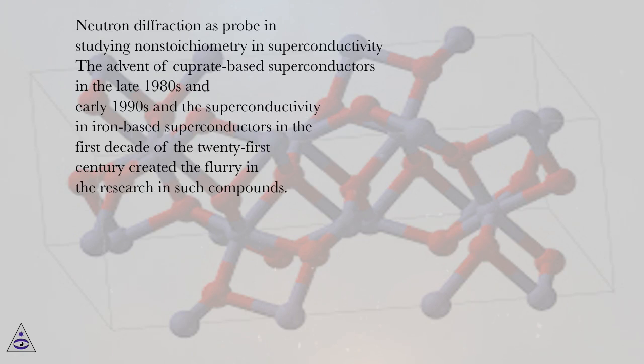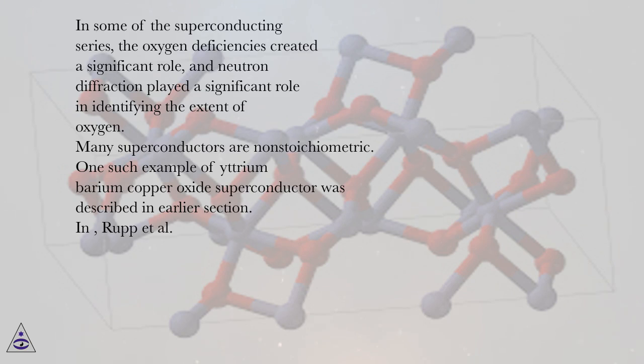Neutron diffraction as a probe in studying nonstoichiometry and superconductivity. The advent of cuprate-based superconductors in the late 1980s and early 1990s, and the superconductivity in iron-based superconductors in the first decade of the 21st century, created a flurry of research in such compounds. In some of the superconducting series, oxygen deficiencies played a significant role, and neutron diffraction played a significant role in identifying the extent of oxygen.